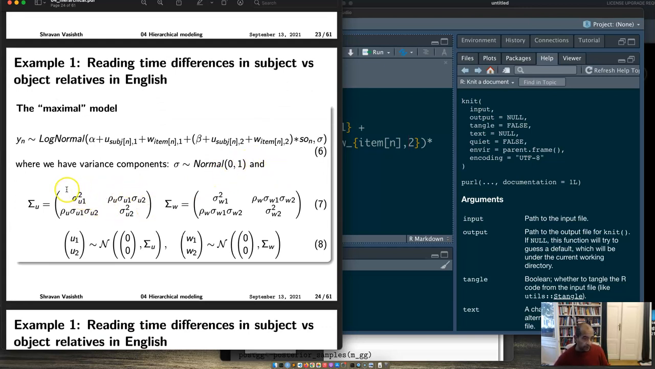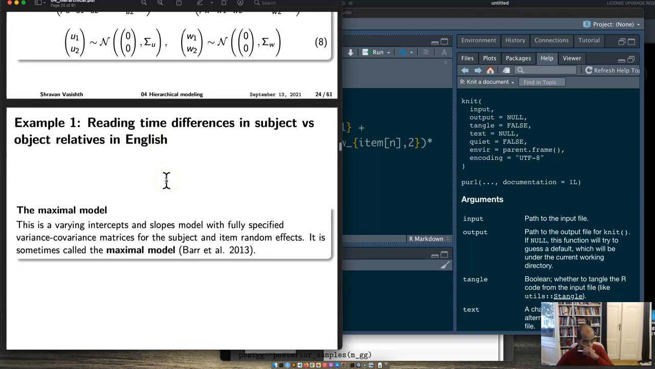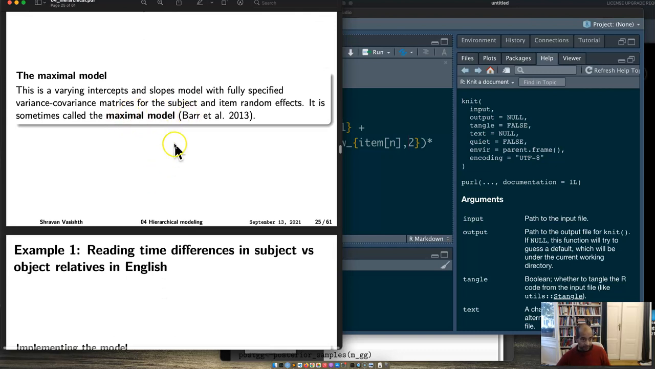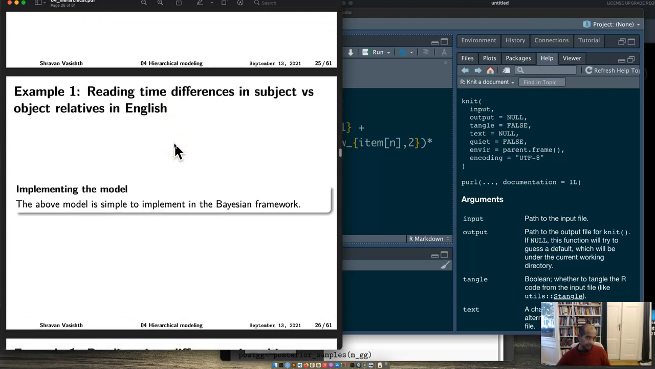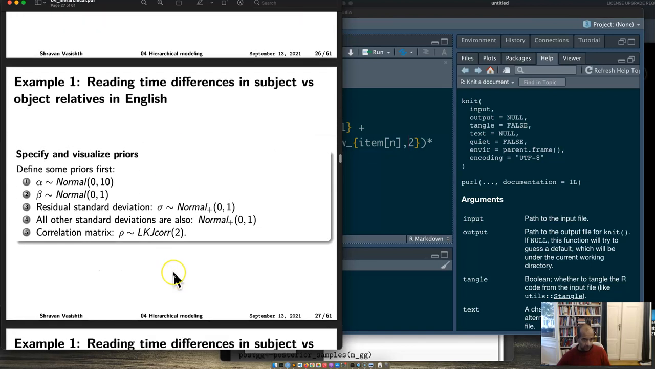For the subjects u1 and u2, we're going to have a variance covariance matrix defined, and for items also we'll have a variance covariance matrix defined. What that means is that we've added one more parameter here, the rho u and the rho w, okay? As I'll show you later, there will be a prior defined on sigma, which will be a normal 0, 1 prior. This is the log normal likelihood, of course, because sigma is now on the log scale. All right, so what's going on here? This is the Bartol maximal model, and it is relatively straightforward to implement in BRMS and Stan.